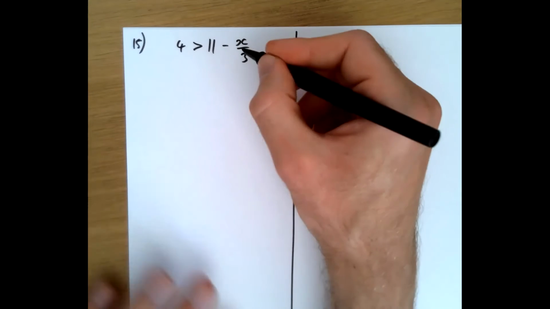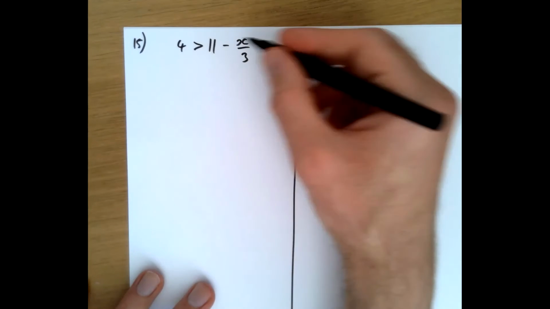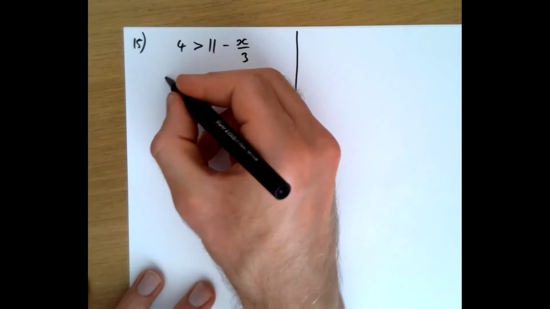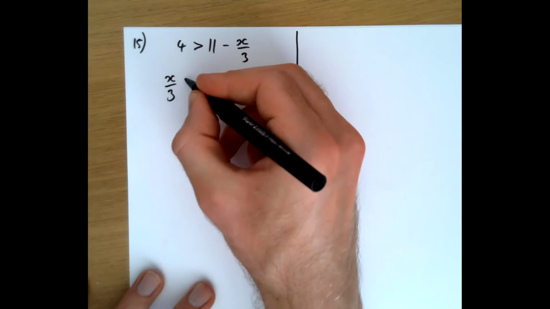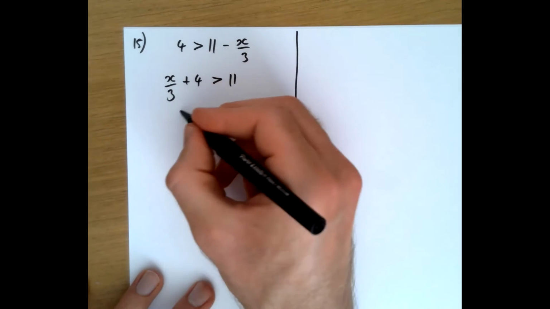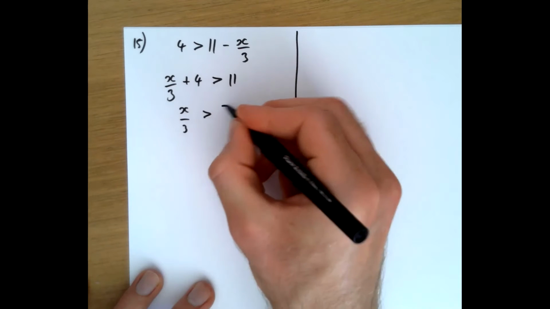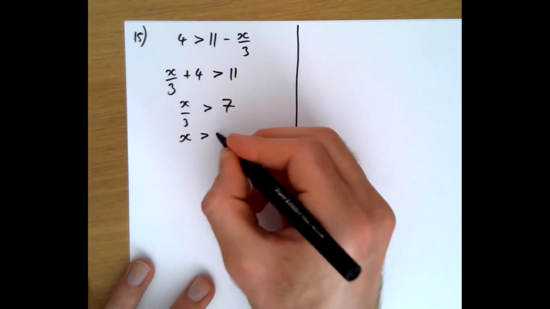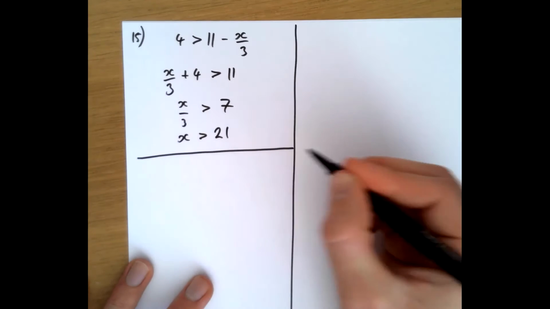I'm just going to add that to both sides first of all, just to tidy that up. So add x over 3 to both sides. You get x over 3, add 4 is greater than 11. Take away 4 from both sides, you get x over 3 is bigger than 7. Multiply both sides by 3, you get x is bigger than 21.